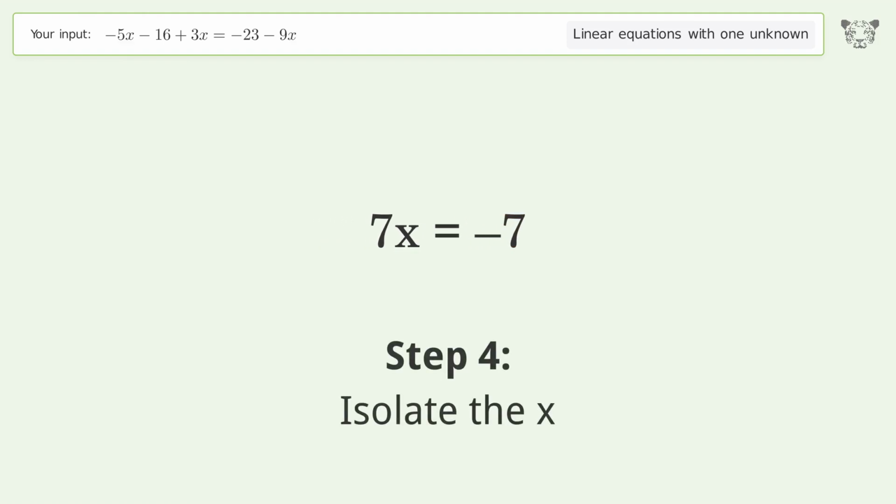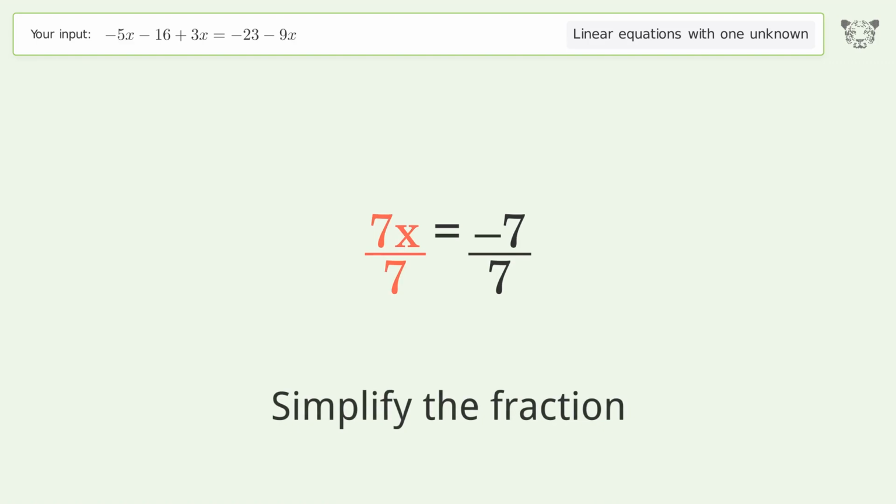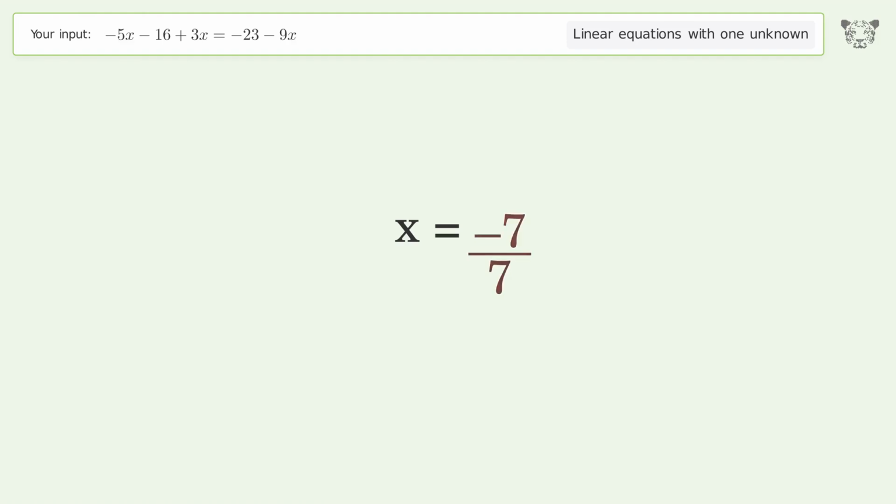Isolate the x. Divide both sides by 7. Simplify the fraction. And so the final result is x equals -1.